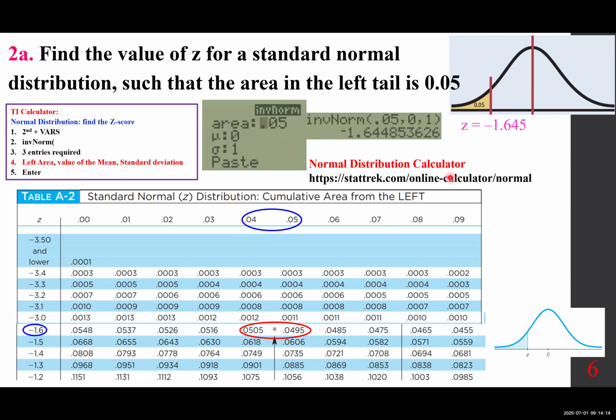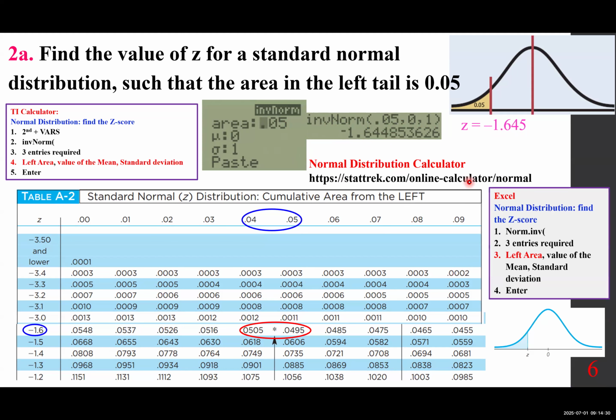Again, you can find this in module 0 of MOM. You can find it in the syllabus. This is one of the calculators that works fine. Again, if you don't have a TI calculator, you can use a free calculator. Excel uses the following command, okay? Normal distribution, find the z-score, normal inverse, 3 entries: left area, value of the mean and standard deviation, enter. In other words, you can try with various technologies. Any technology is fine with me.